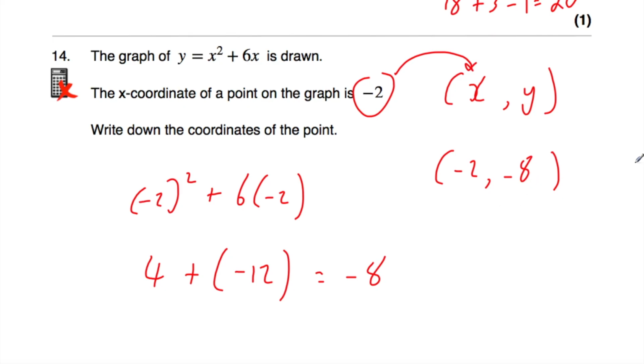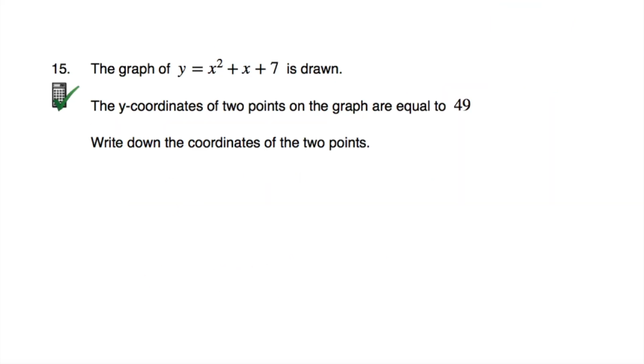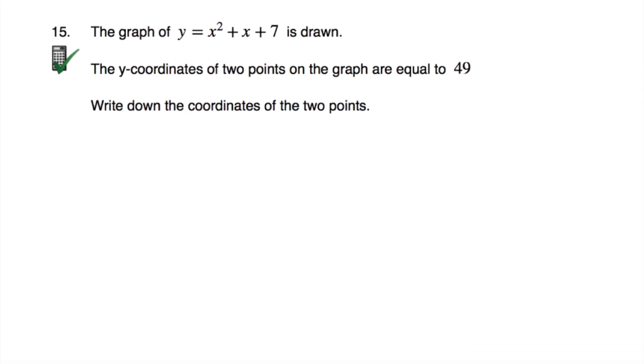And that's it. Okay, let's look at our last question, question number 15. Question number 15 is a calculator question, and the graph of y equals x squared plus x plus 7 is drawn. And the y-coordinates of 2 points on the graph are equal to 49.